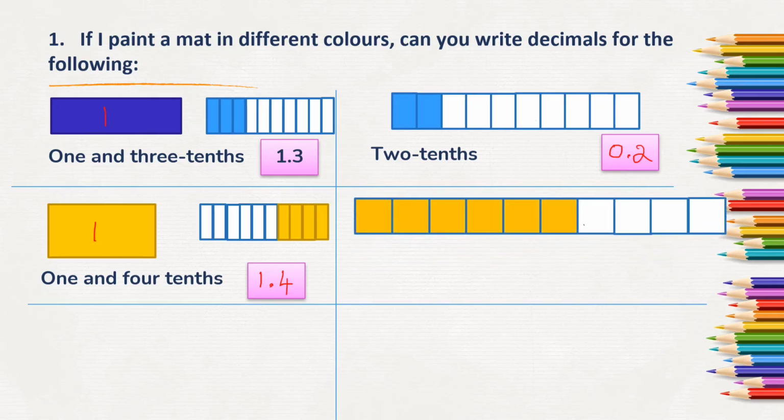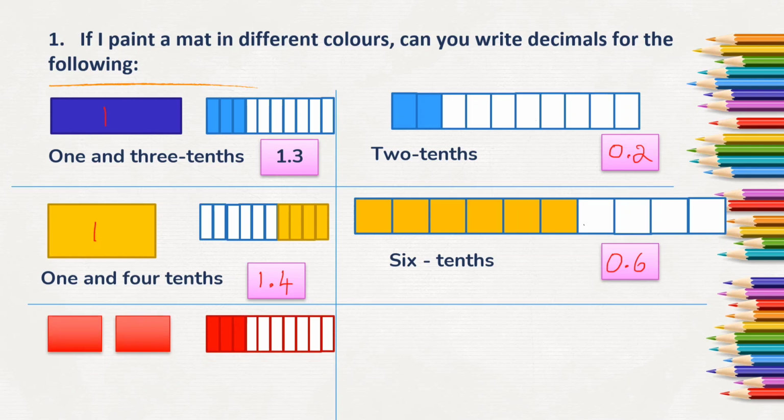Here, out of 10 parts, 6 parts are considered. So, not even one whole. If all the 10 parts were considered, we would have written one whole. But it is less than one whole. So, we write it after the decimal point, right? So, here 0 point what? 6 tenths. So, we write it as 6 tenths. That is 0 in the whole number place. 0.6. Look at the next one.